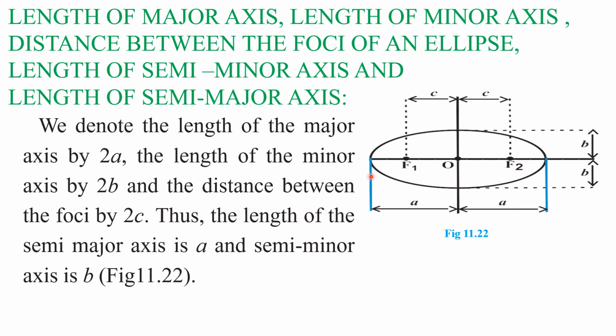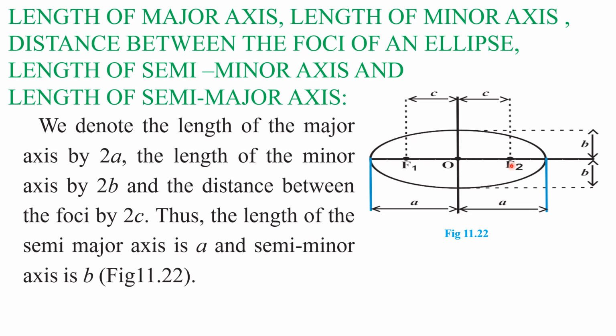Here, this is the major axis. So the length of this major axis is taken as 2a. This is the length of the minor axis, 2b: b units above and b units below the x-axis. Here, right side of the y-axis is a units and the left side of the y-axis is a units. Please remember all these points well, my children. Similarly, the distance between these two foci is 2c units. So O to F1 is c units, O to F2 also c units.